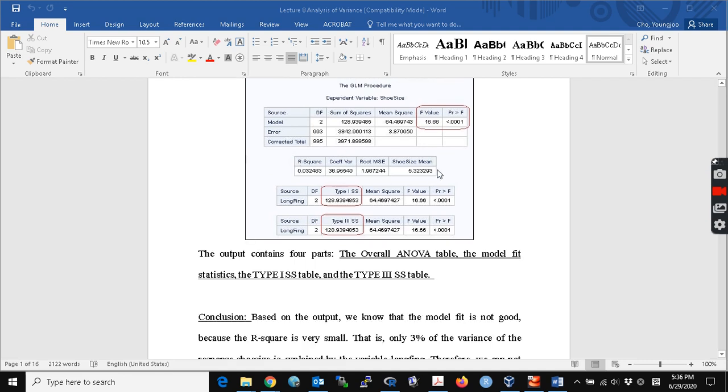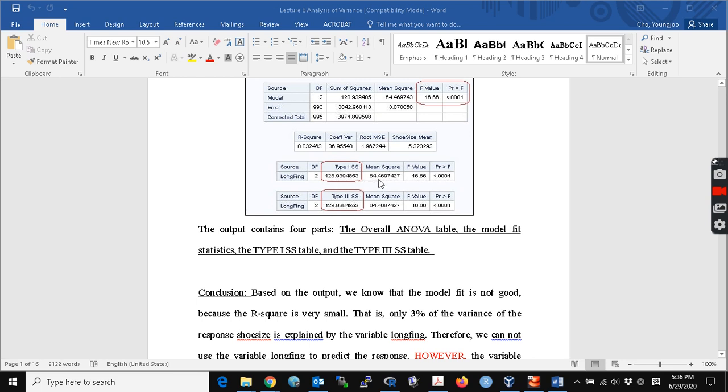Then we have the R squared, and we have the type 1 sum of squares and type 3 sum of squares. In this one-way ANOVA, the difference between type 1 and type 3 doesn't quite matter. It matters when you have more than one variable, so I will not explain the details right here. It is the same as the sum of squares here because we only have one variable. And the R squared is quite low.